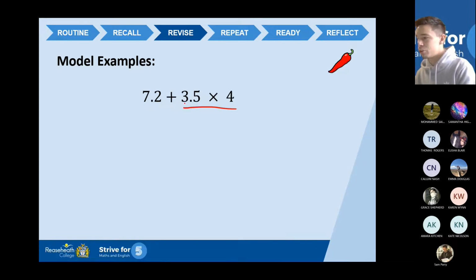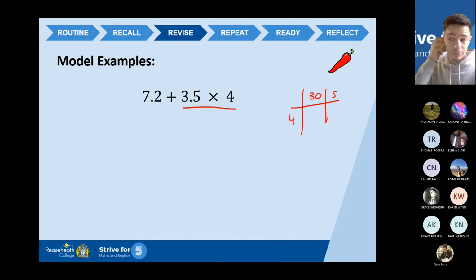Multiplication. So I have to do 3.5 times 4. Well, what I'm going to quickly do is do 35 times 4, because let me just explain why. Some of you may be pretty sharp with your decimals, okay? But to make my life easier, sometimes I treat it as a whole number and then bring the decimal back in at the end. So 4 times 3 is 12.